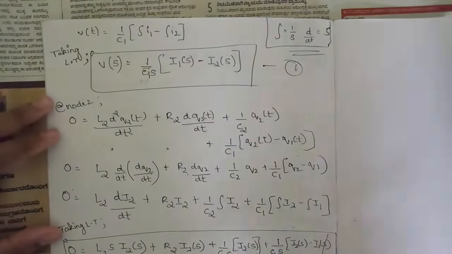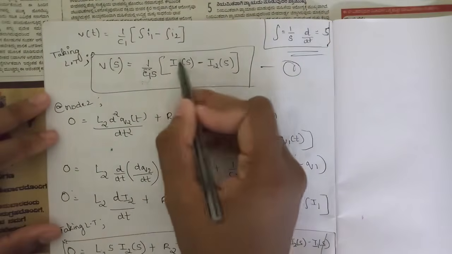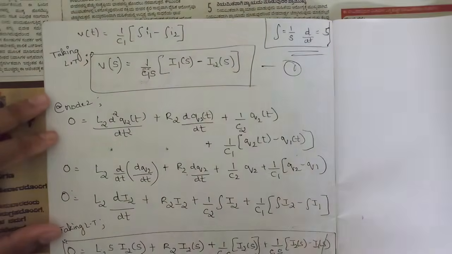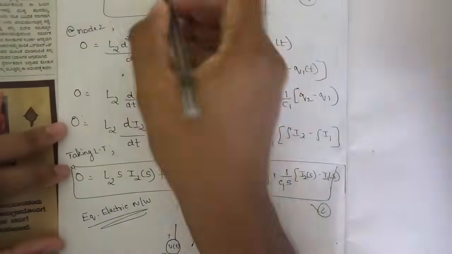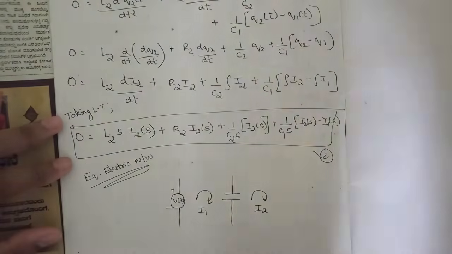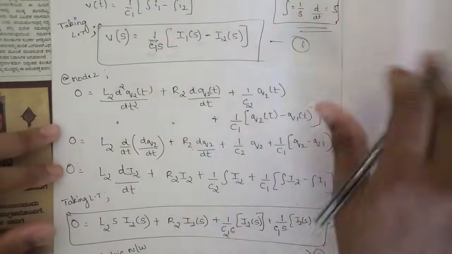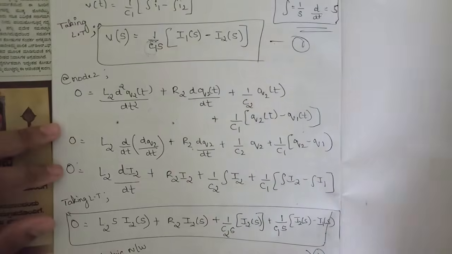Whenever we have this kind of form, that is any component multiplied by I1 of S minus I2 of S, it says that that component is between those two loops, okay. So first we need to write it like this, that is between these two loops write this C1, okay. So this part is completed, that is the capacitor part, this C1 is drawn in the electrical network.